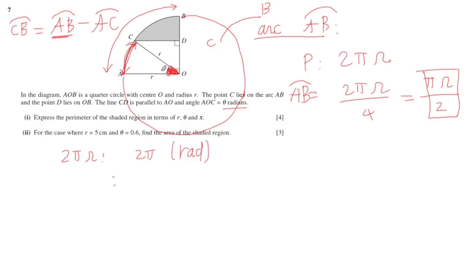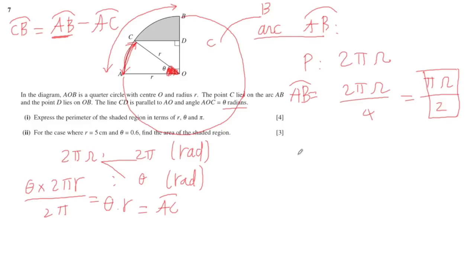The angle here is only pi radian, so the corresponding length will be proportional. I will take pi times 2 pi r and divide by 2 pi, and after simplifying I only have pi times r. So the length of the arc AC will be pi r.